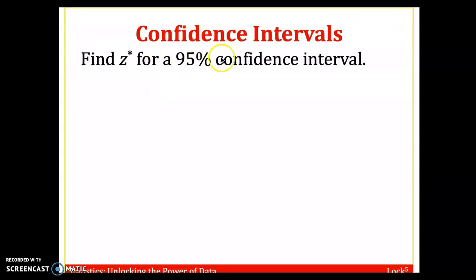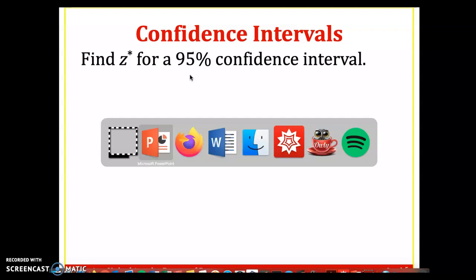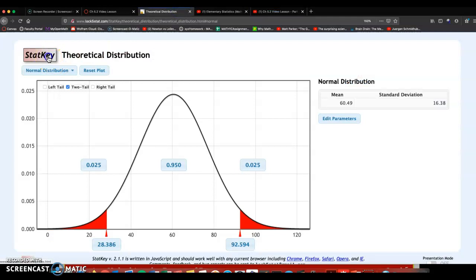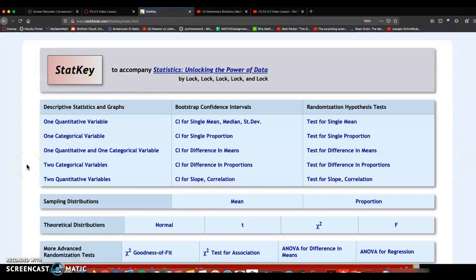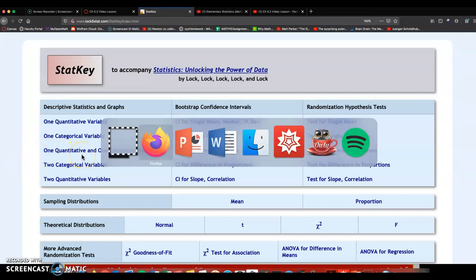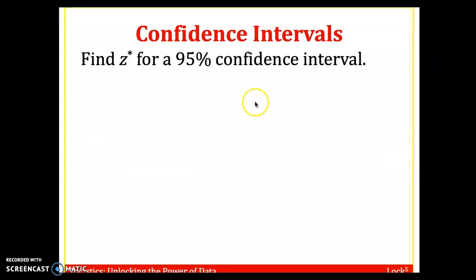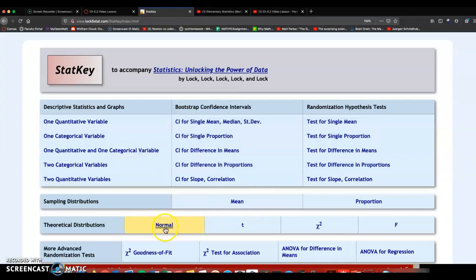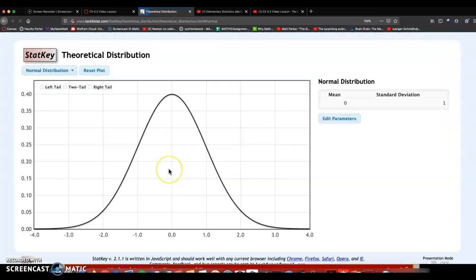So how do we find a z star for a 95% confidence interval? Okay, I want to go to StatKey. So I'm going to go to StatKey to show you how to do this, how to get a z star for 95%. So here, look at StatKey on the main page. If you want 95%, you go to StatKey, and that z star means go to normal. You want to make sure the mean and standard deviation are 0 and 1. So I don't want to change the parameters.